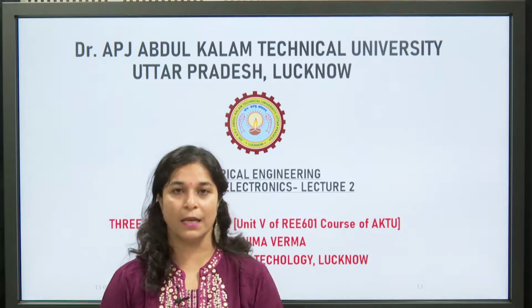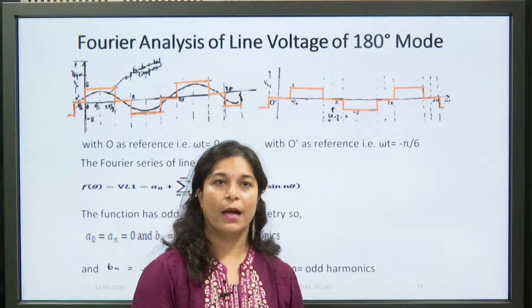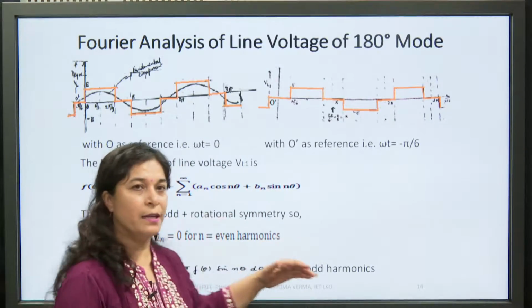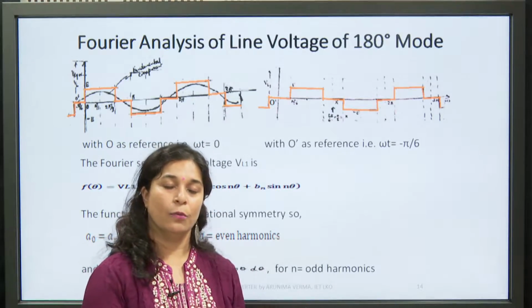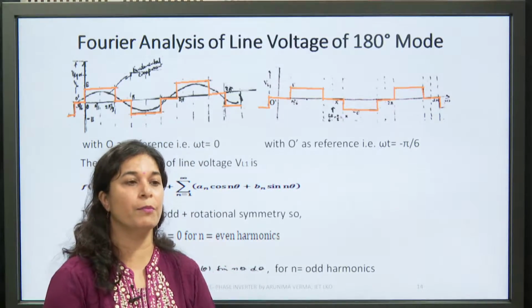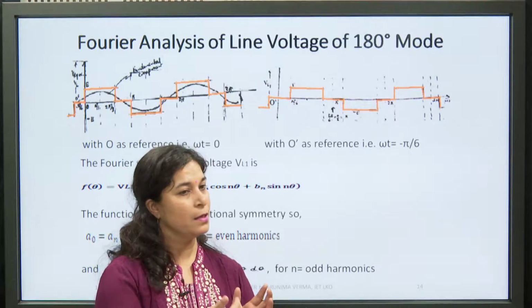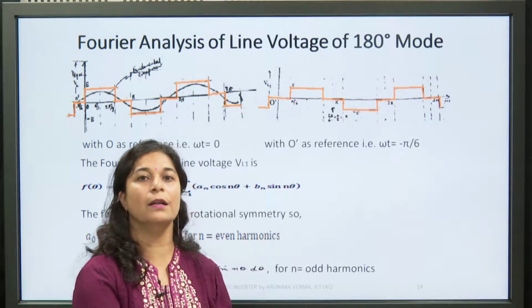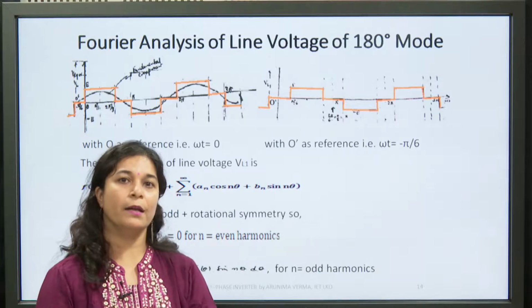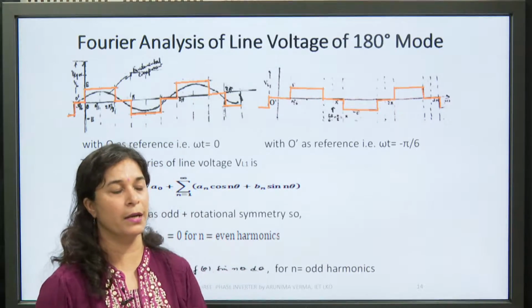That is 3-phase inverter. Already in the previous lecture, lecture 1, I explained the different modes of operation of voltage source inverter, that is 180-degree mode and 120-degree mode of operation. The 120-degree mode has certain differences with 180-degree mode, and it also has certain points of similarity with 180-degree mode.